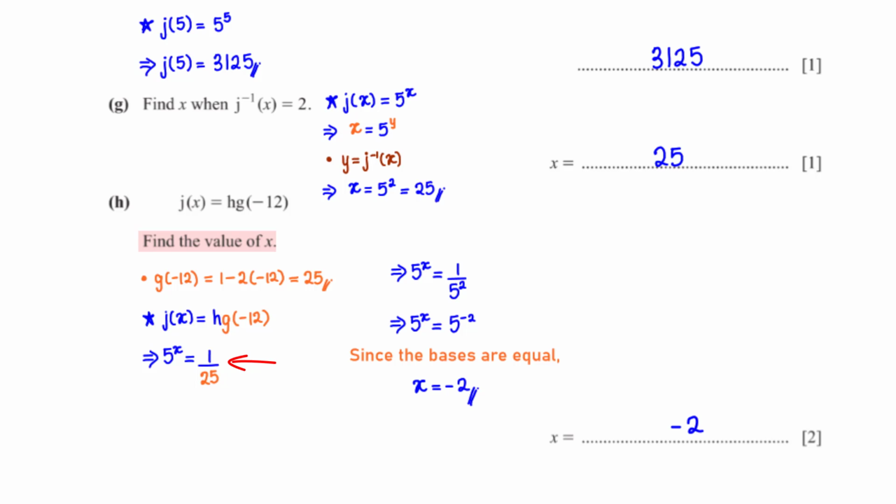We can rewrite 25 as 5 squared. 1 over 5 squared is the same as 5 raised to the power negative 2. Since the bases on both sides are equal, then their powers should also be equal, and so x equals negative 2.